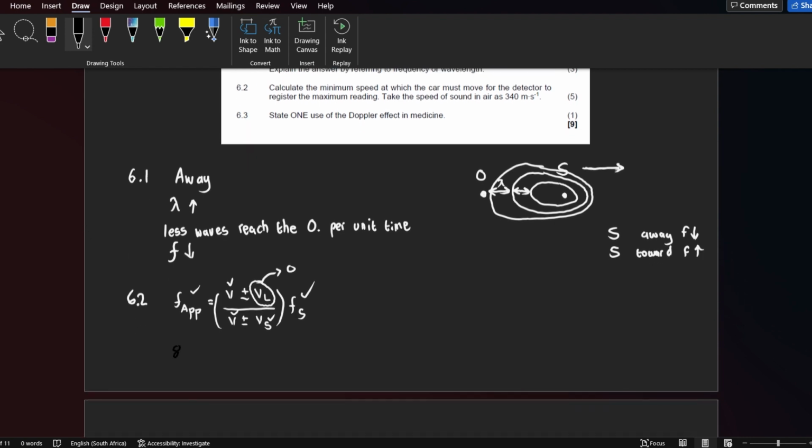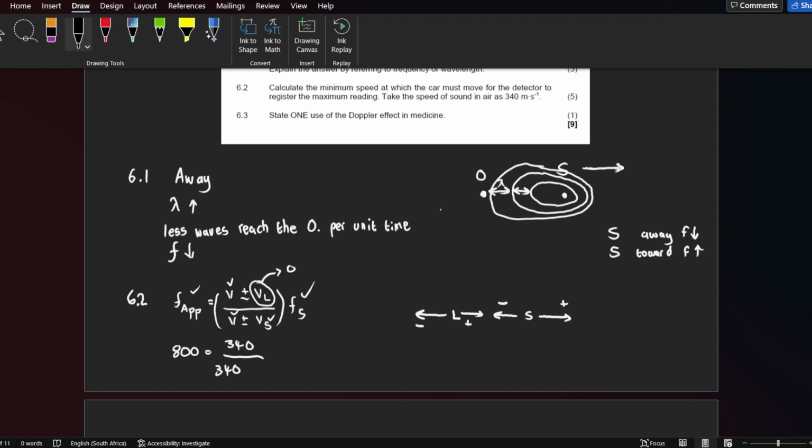The apparent frequency is 800 hertz. We have the speed of sound in air, which they gave us to be 340. We have the speed of sound in air once again. And now to determine whether this is a plus or minus, whether the velocity of the source is positive or negative, we can simply draw the same diagram here and follow the convention. So we have the listener on the left, the source on the right. If the source moves away, velocity is positive. If the source moves towards the listener, velocity is negative. Same with the listener. If the listener moves towards the source, velocity of the listener is positive. If the listener moves away from the source, the velocity will be negative.